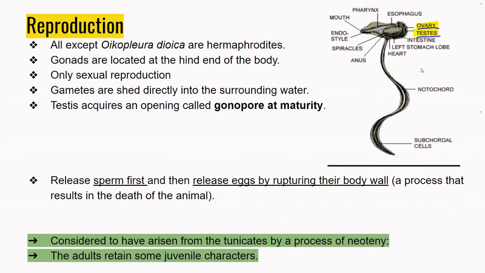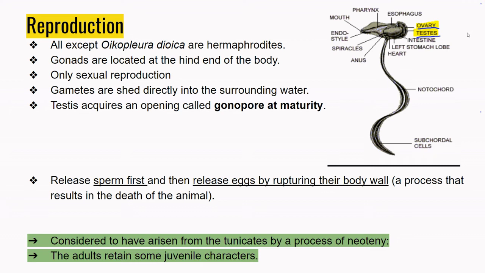About the reproduction, except for the largest species, Oikopleura dioica, all others are hermaphrodite. That means male and female gonads are present in the same body. As we could see in the picture, the gonads are present towards the hind end of the body. They show sexual reproduction, and the gametes are shed directly into the surrounding water.